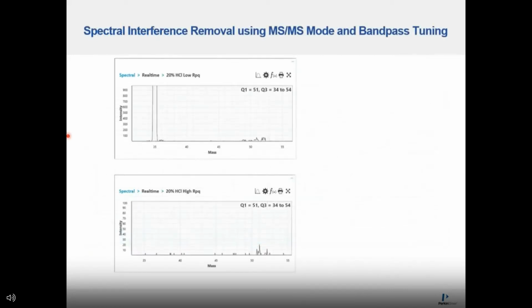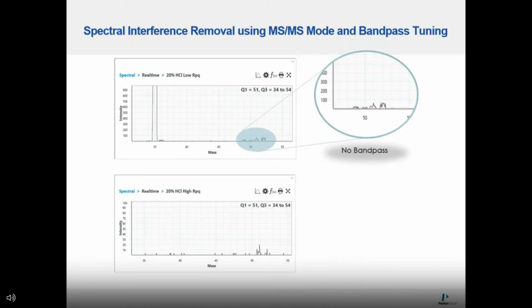This is a comparison of a product scan mode in the NexION 5000. The picture on the top is a scan where we have turned the bandpass tuning in the universal cell off, and we're looking for vanadium in an ultra pure sample. You can see that we are picking up about 100 counts of false vanadium.